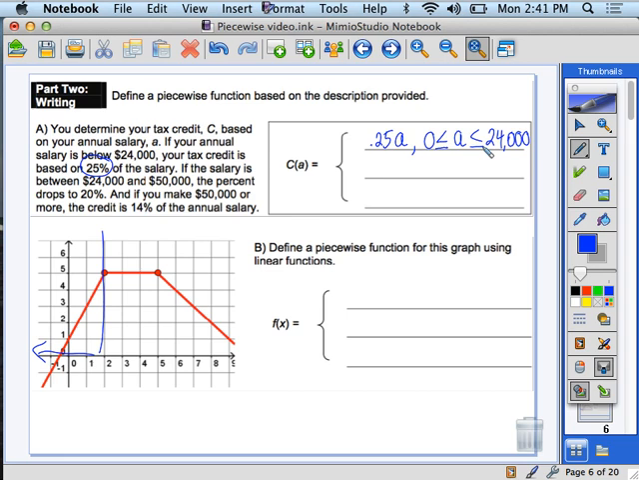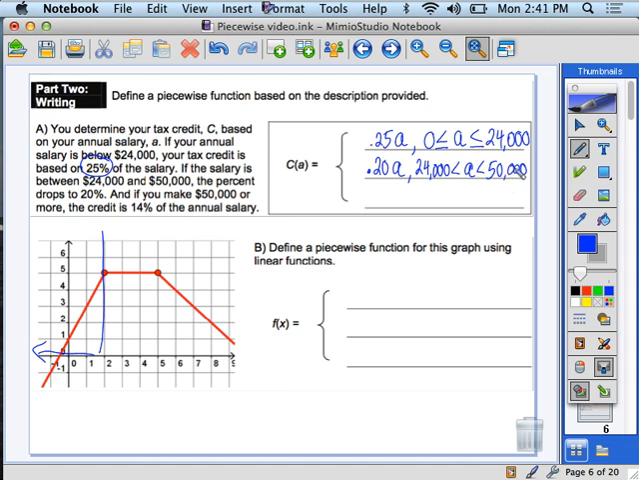Then on the middle part of the graph, we're multiplying our annual salary by 20% or 0.20 times A, and that's when we make between $24,000 and $50,000. Is that right? Yeah, $50,000.